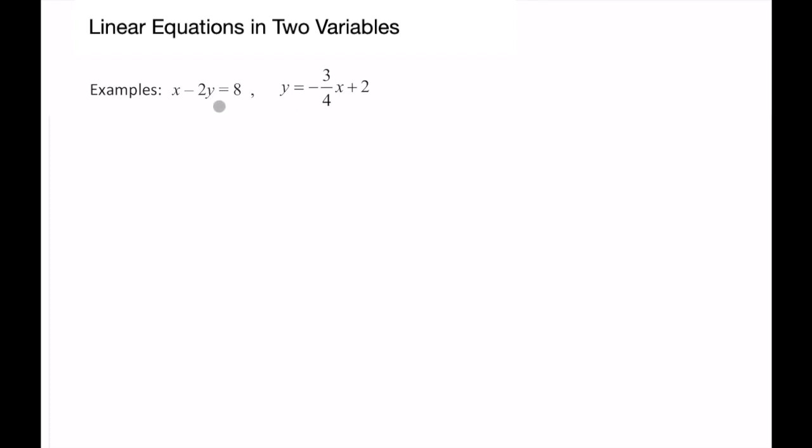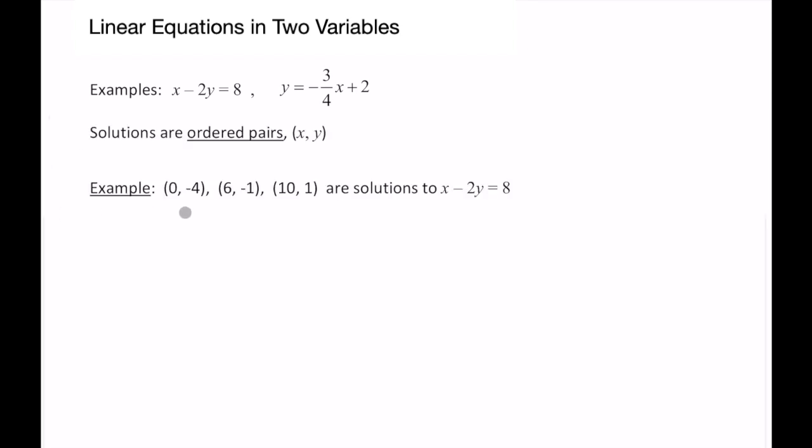equal to 1. Because there are two variables in these equations, a solution will have to have two values, one for x and one for y. We write those as ordered pairs, with the x value first and the y value second. Here are three ordered pairs that are solutions to the first equation. For any of these ordered pairs, if we substitute the first value for x and the second value for y, we'll get a true statement.